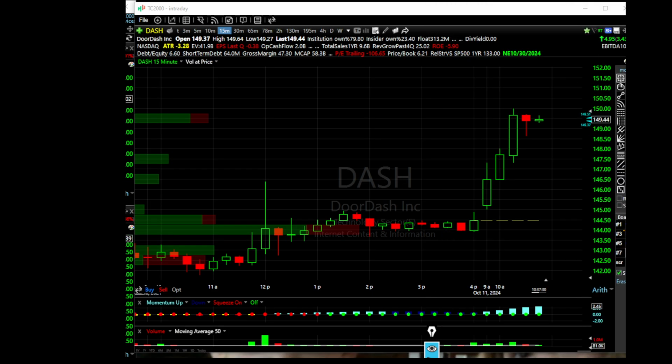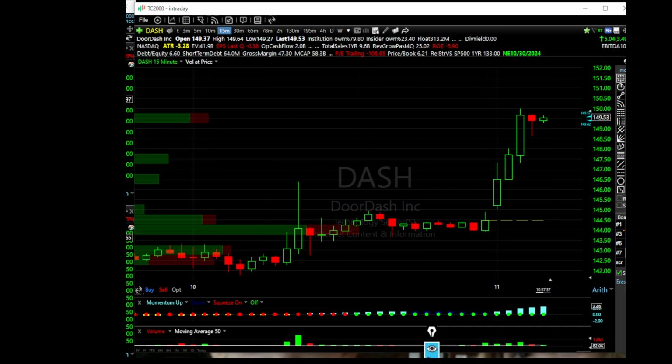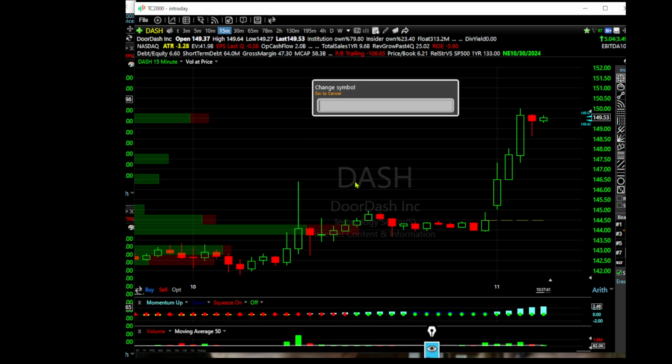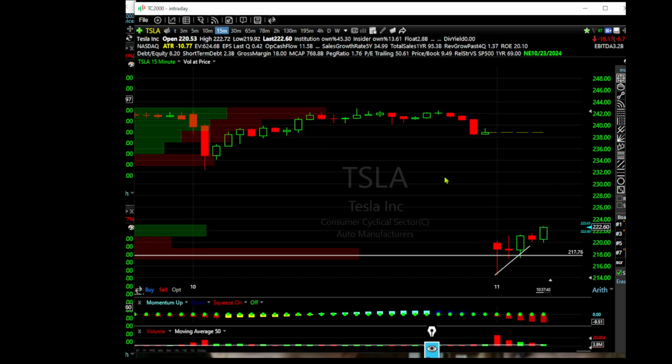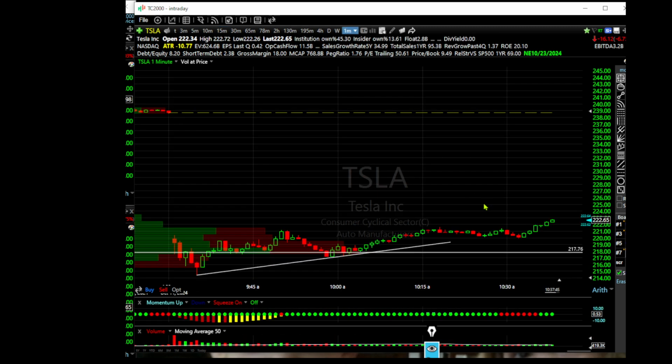But now let's go through the non-lazy way of setting this up. Man, I missed that Tesla pullback. If you're a little bit more aggressive and bought it off the 220, but I wanted a little bit more.